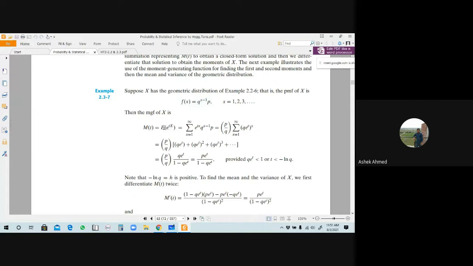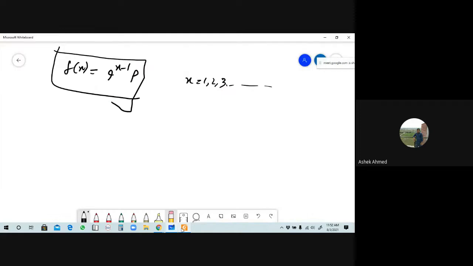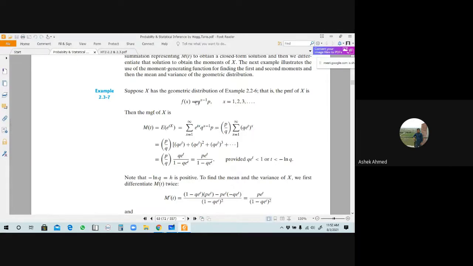The moment generating function of this function will be the expectation of e to the power tx, that is e to the power tx into f of x. Is it right? The moment generating function, expectation of e to the power tx, this will be the summation of e to the power tx into small f of x. So the value of small f of x will be q to the power x minus 1 into p. So this is q to the power x minus 1 into p here. Now, p is constant.